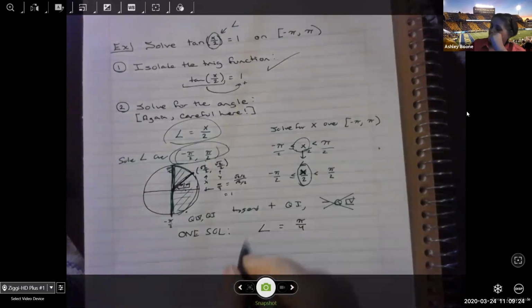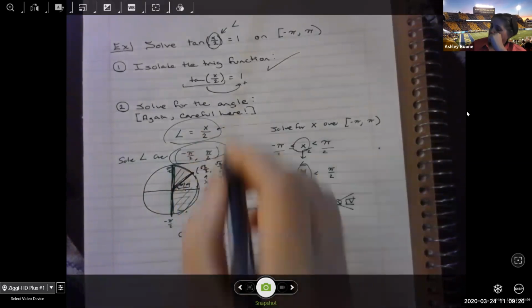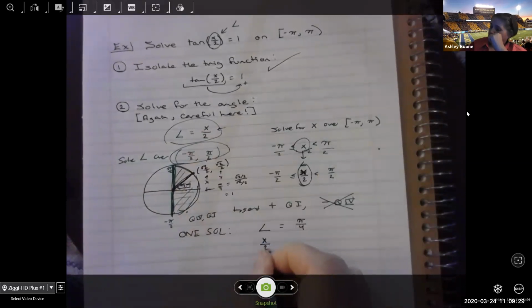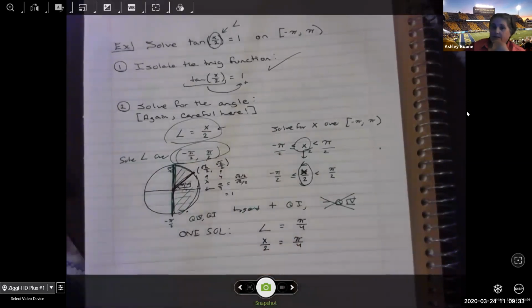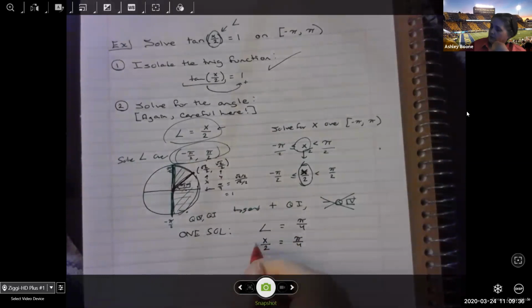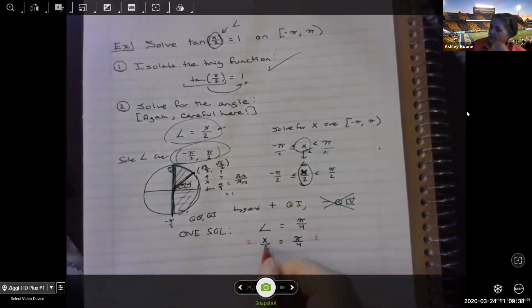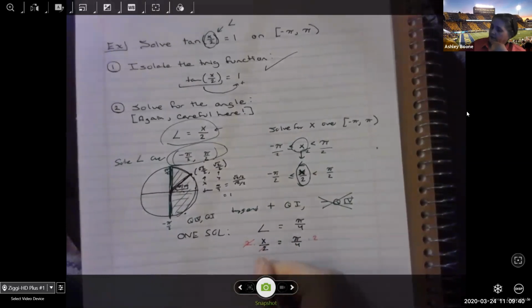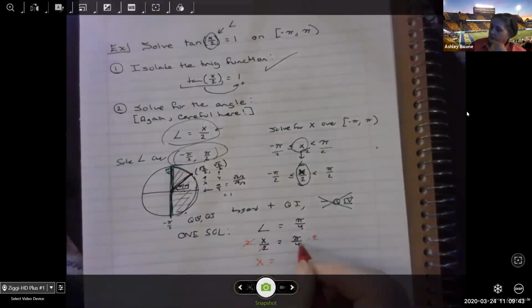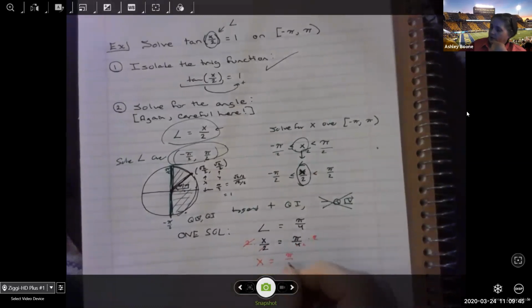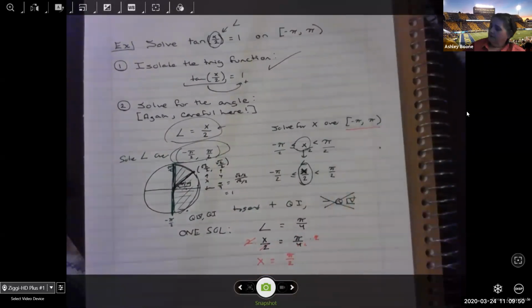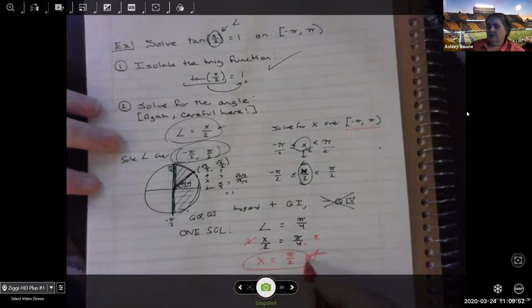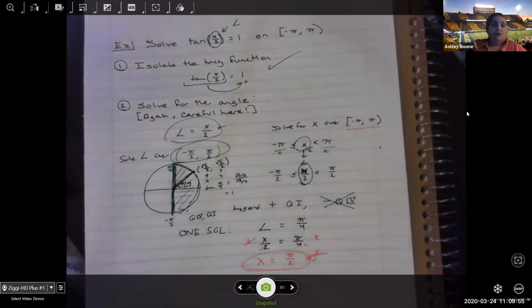Now, what does that mean? The angle is x over 2. So that means x over 2 is equal to pi over 4. Let's solve this for x. I'm going to multiply both sides by 2. That way, those cancel, and we have x. Pi over 4 times 2 is pi over 2. That is in the interval negative pi to pi. We have one solution. x is pi over 2, and that's it for that one, okay?